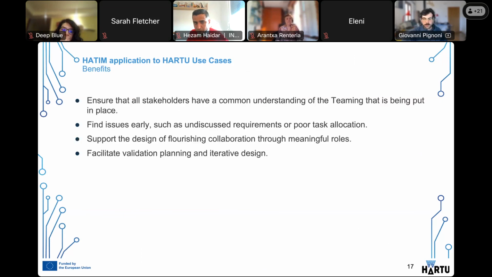I think that's about it. Maybe a bit over time, but just to summarize, we think that the human-AI teaming interaction model can be quite beneficial to many of our projects because it allows us to have common understanding with all the stakeholders and discuss teaming early on in simple words, find issues early, and also have an idea of how we can modify our system to affect teaming and correct these issues. It also should support good discussion that makes us design teaming that is flourishing. So create meaningful roles, create meaningful task allocation, and it should also help us do validation planning and iterative design so that we can improve our design over and over. And well, I think that's all.